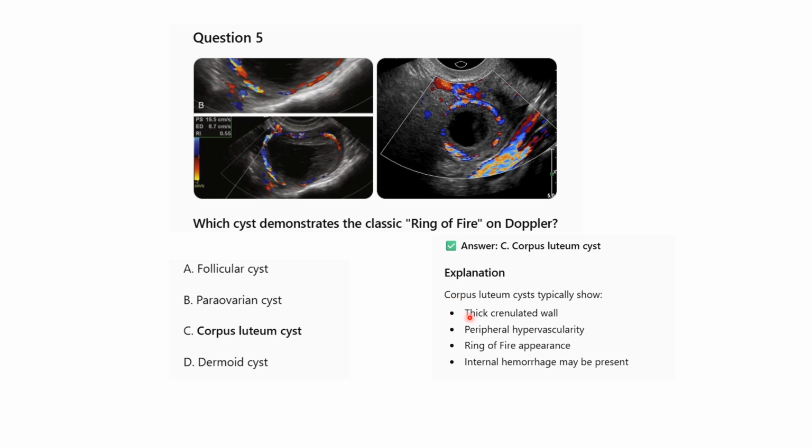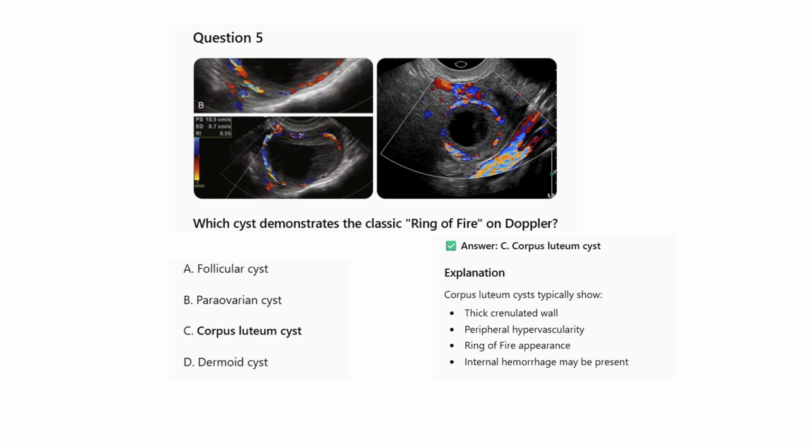Explanation: corpus luteum cysts typically show thick crenulated walls, peripheral hypervascularity, and ring of fire appearance. Internal hemorrhage may also be present within the corpus luteum cyst. The other type of cyst that can also resemble a corpus luteum cyst is a gestational sac of pregnancy. When there is an ovarian ectopic pregnancy, it resembles the same. But the main difference is the ectopic pregnancy should be associated with a positive pregnancy test. At the same time, you can see a yolk sac inside or a fetal pole developing inside, depending on the stage of the pregnancy.